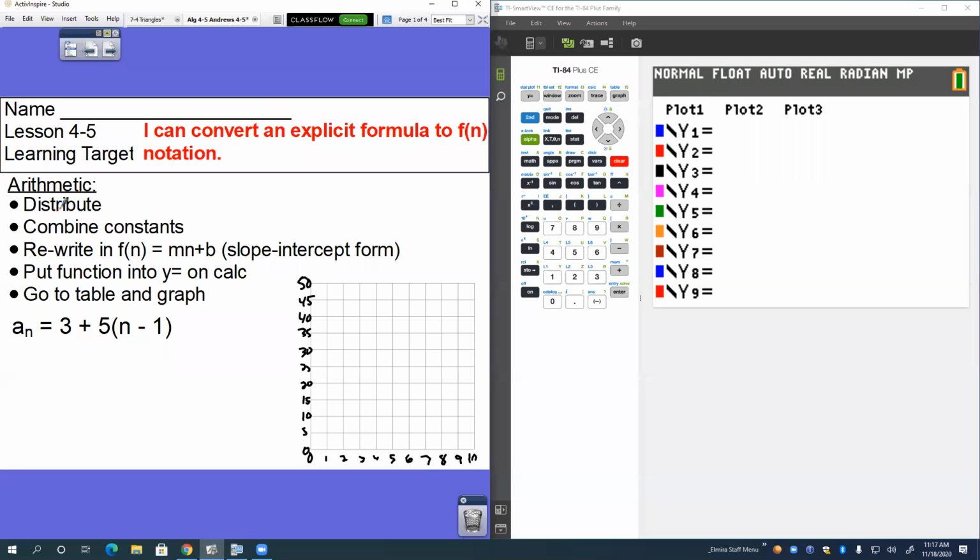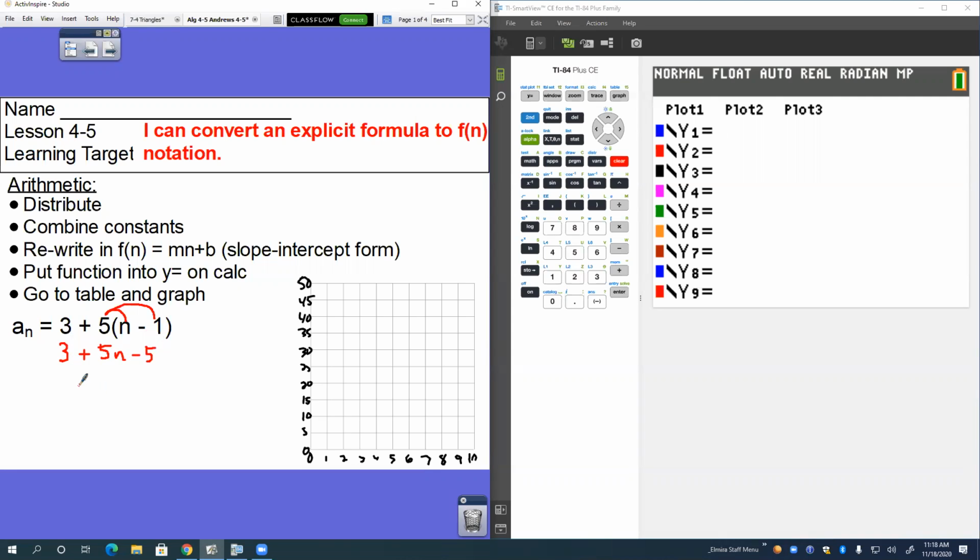So when we have an arithmetic formula like this, first of all, we're starting off our a sub n at 3. So we're starting off the pattern at 3. And we are adding 5 each time because that's our common difference. All that you need to do to make this arithmetic into an f of n notation is do the distributive property. So we're just going to take this 5 and multiply it by the n and multiply it by the -1. It's -1 because this is a -1. So all that we're going to have is 3 plus 5n minus 5, because 5 times -1 is -5.